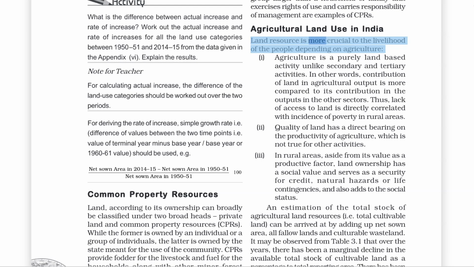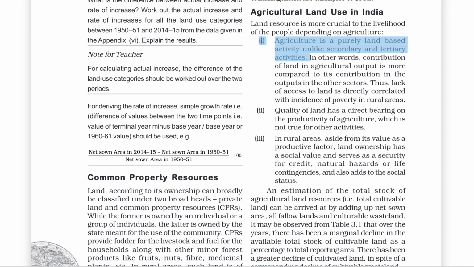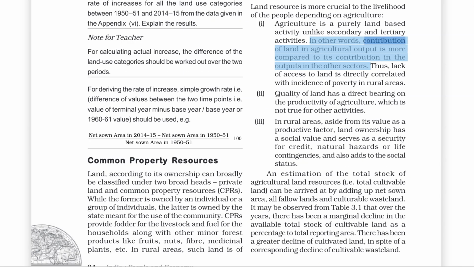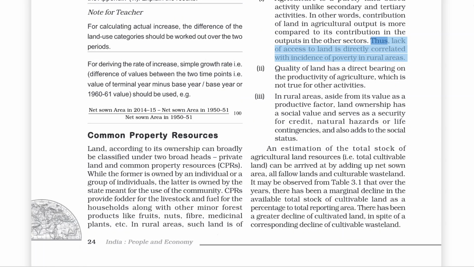1. Land resource is more crucial to the livelihood of the people depending on agriculture. Agriculture is a purely land-based activity unlike secondary and tertiary activities. In other words, contribution of land in agricultural output is more compared to its contribution in the outputs in the other sectors. Thus, lack of access to land is directly correlated with incidence of poverty in rural areas.